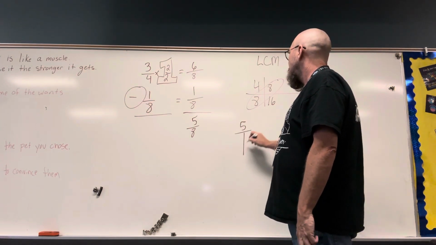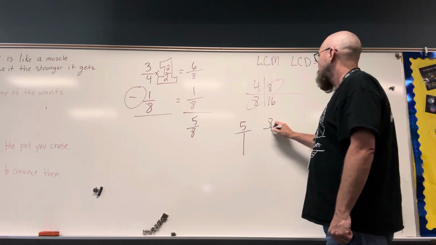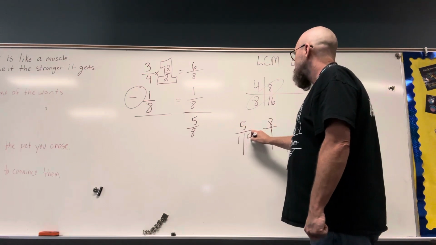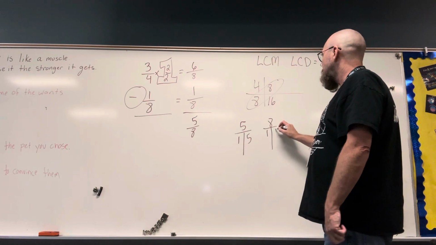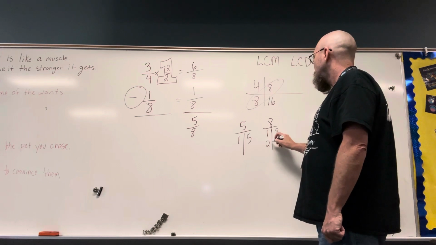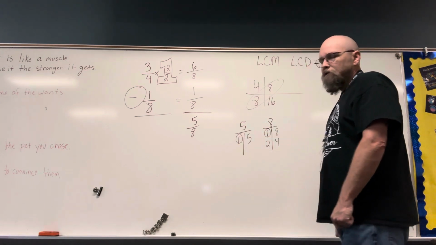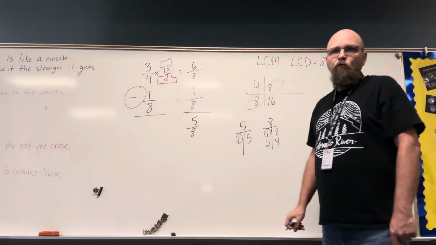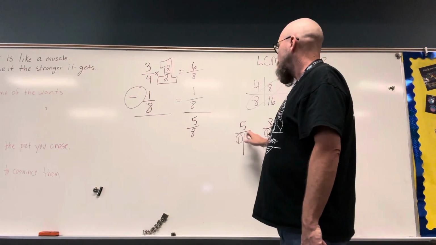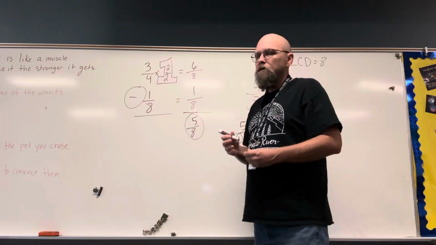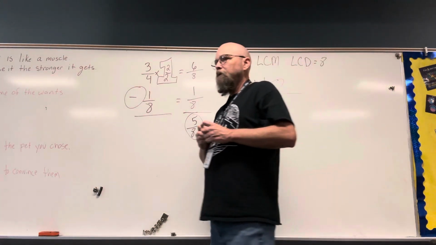If I want to see if I can simplify it, the only factors of 5 are 1 and 5. Factors of 8 are 1 times 8 and 2 times 4. The only thing they have in common is 1. If they only have 1 in common, then your fraction's already in lowest terms and your answer should be 5/8.